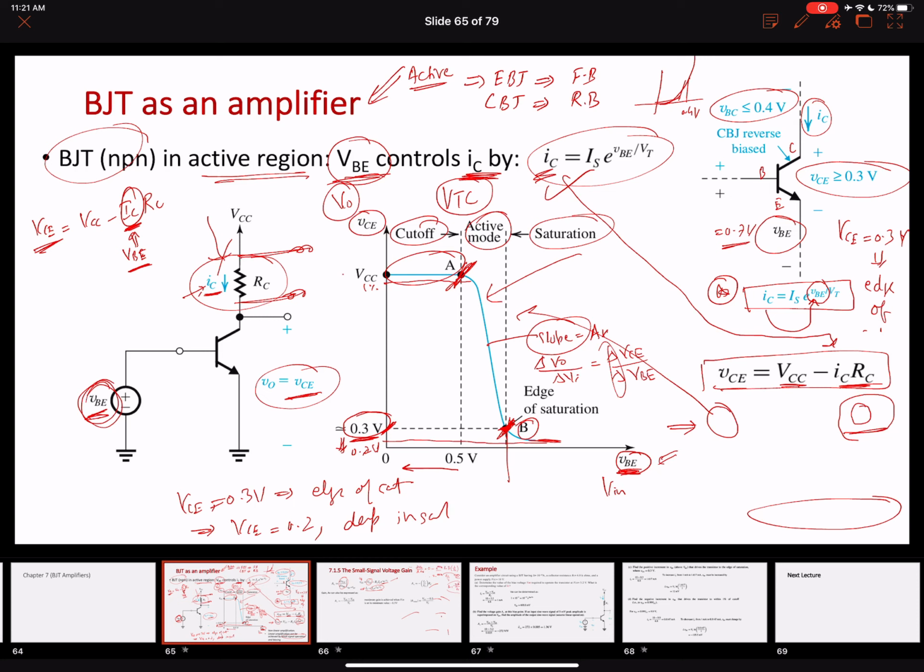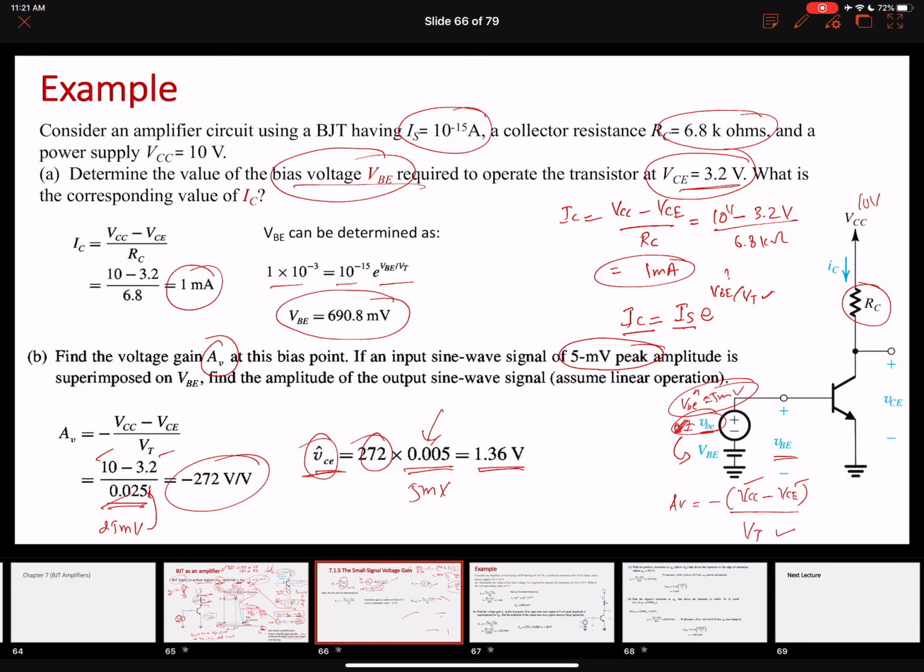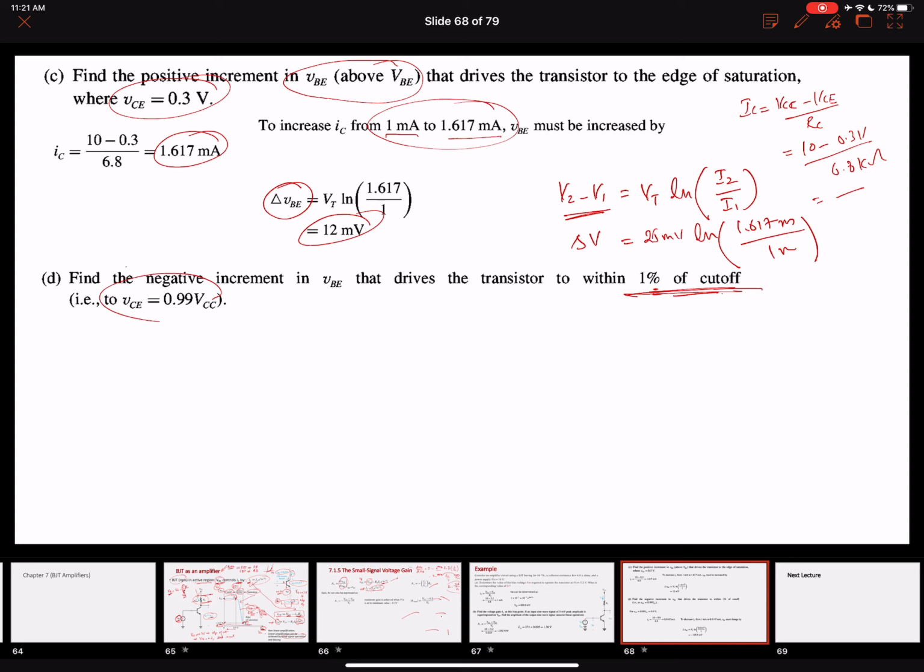So if our cutoff value was 10 volts, the question says it should be 1% of the cutoff, right? What we are interested in is not cutting off the transistor, but reaching very close to the cutoff value, or the 99% value of the cutoff voltage. So if that is 10 volts, then 99% should be 9.9 volts. Okay, so our new value of the collector emitter will be 0.99 volts.